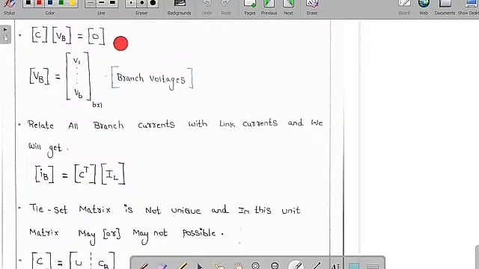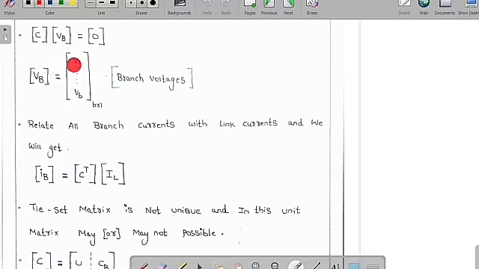So now, suppose you got all the fundamental loops KVL equations. Now you can write in this format, which is C matrix into VB is equal to 0. This is basically a matrix. So all those equations you can write in terms of this matrix, which is C into VB is equal to 0.